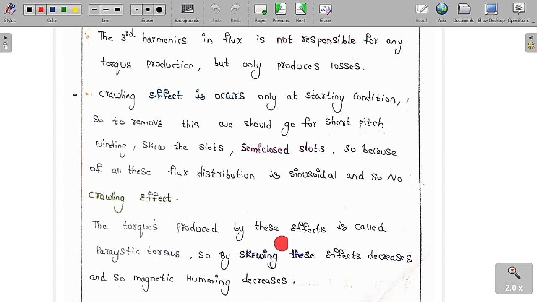The torque produced by these effects is called the parasitic torque. By skewing, these effects decrease and so magnetic humming decreases. I already told you that with the help of skewing, we are going to reduce the crawling and cogging. But one more important point is that we are going to decrease the efficiency also, because by skewing, the rotor bar length increases; as rotor bar length increases, the resistance increases, so losses increase, the rotor copper loss increases, so simply we can say efficiency decreases.